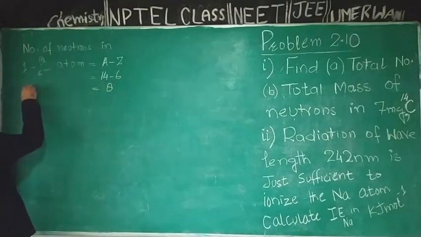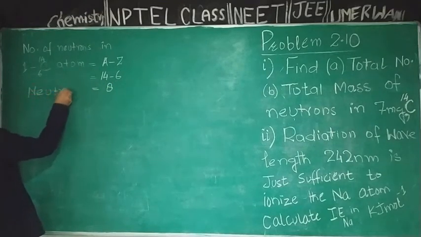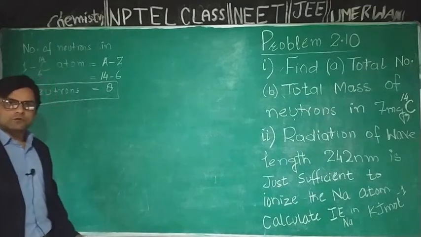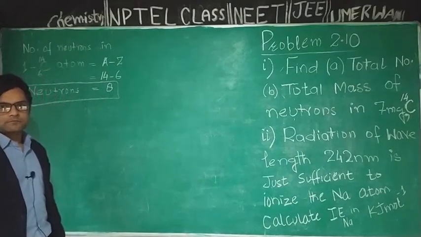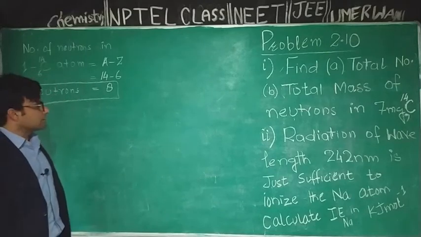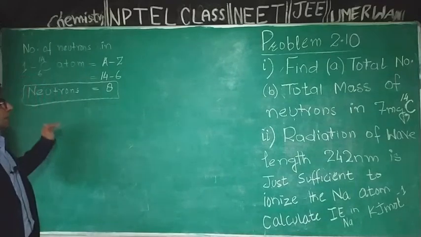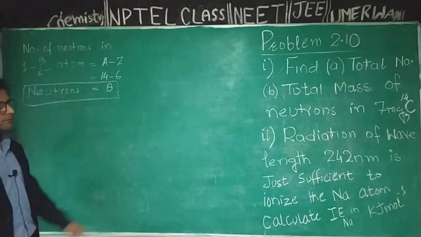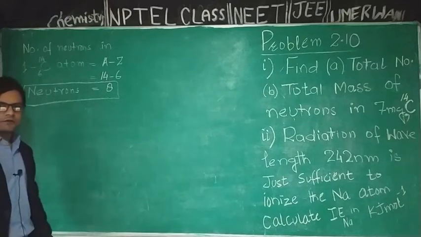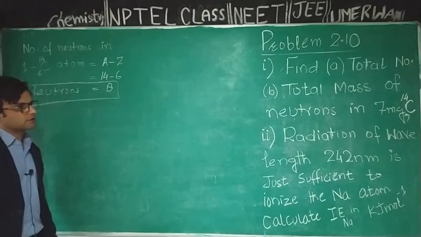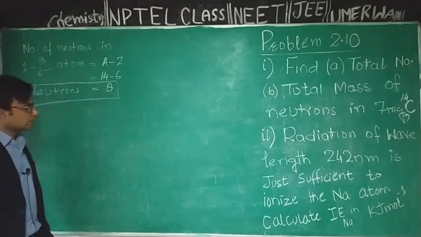Now what is this? This is the number of neutrons present in 1 carbon 14 atom. The second work which I will do is that I will calculate the total number of atoms present in 7 mg of carbon 14, the total number of carbon 14 atoms present in its 7 mg.